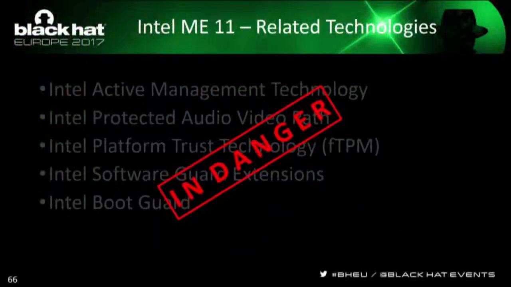And having arbitrary code execution in the BUP module, all those Intel technologies based on Intel ME are now in danger. It means that DRM is in danger, and firmware TPM. It means that if you use, for example, BitLocker on your Windows host system, an attacker can dump your SPI flash, recover fTPM keys, and decrypt your hard disk.